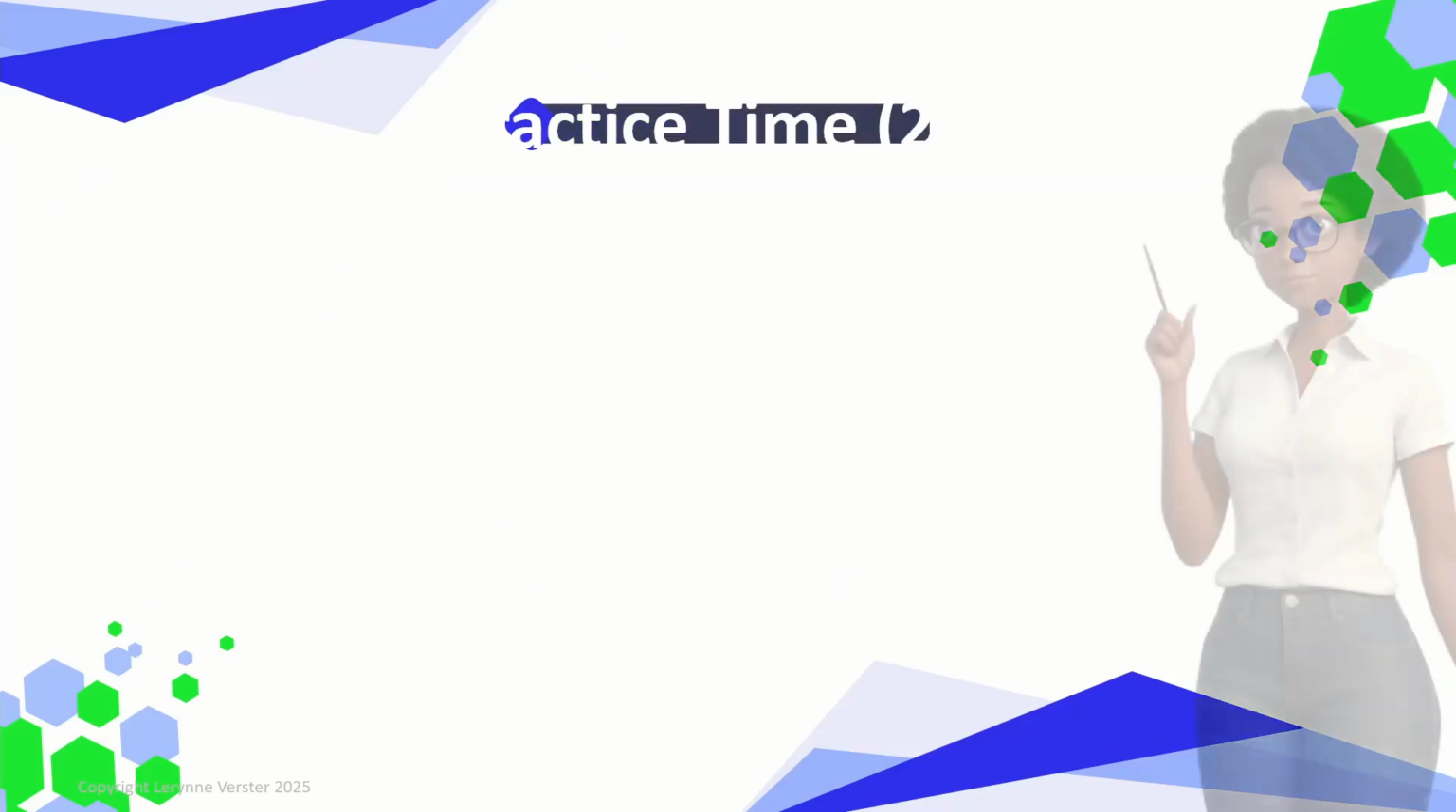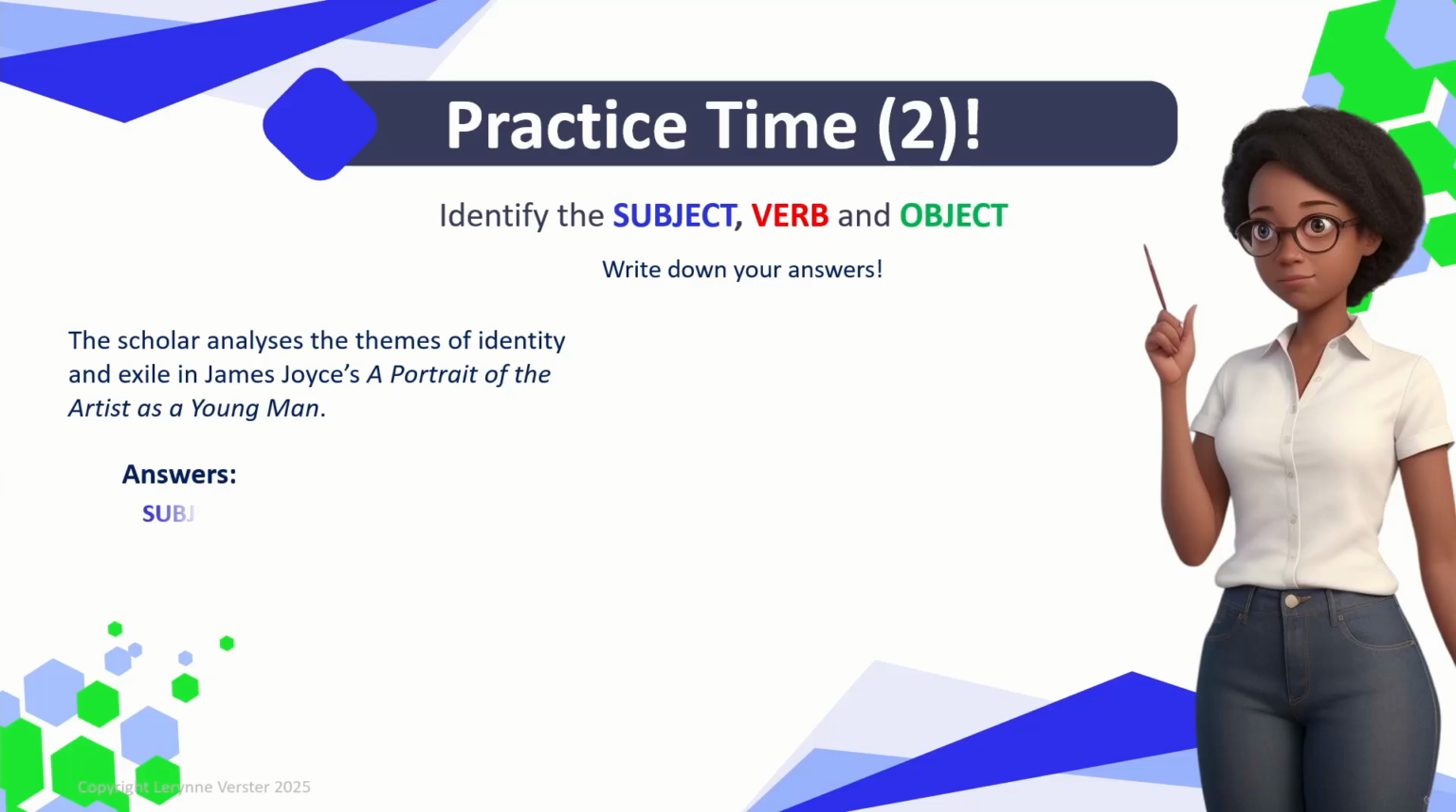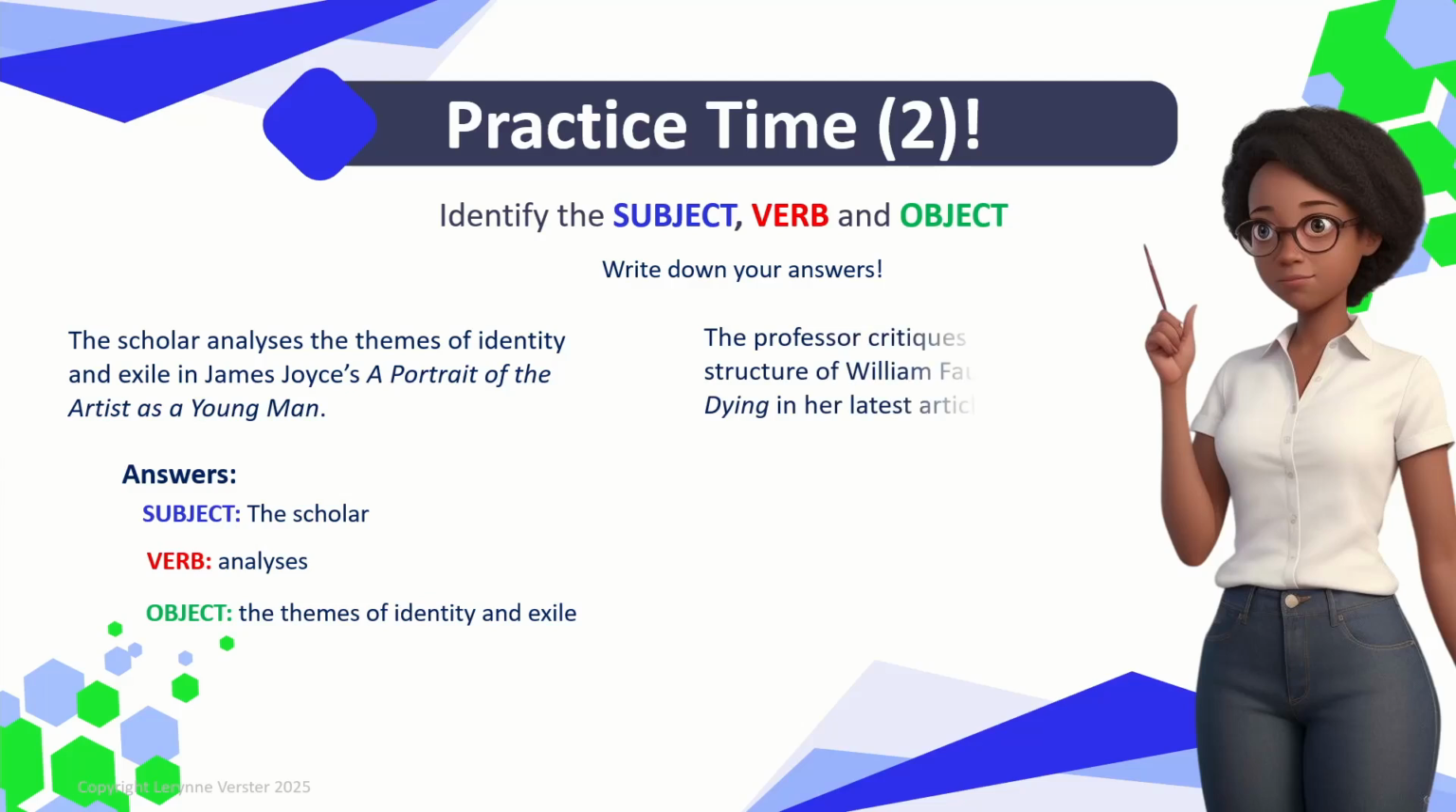Practice time again. Identify the subject, verb and object. Write down your answers. The scholar analyzes the themes of identity and exile in James Joyce's A Portrait of the Artist as a Young Man. Answers. Subject. The scholar. The scholar is the person doing something, taking action. Verb. Analyzes. This is what the scholar is doing. Object. The themes of identity and exile. This is the object of his action.